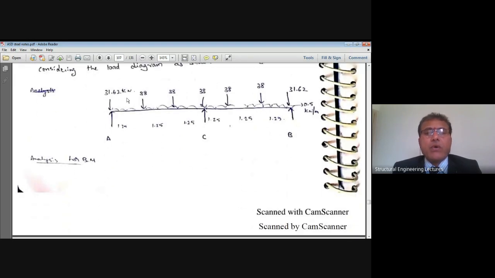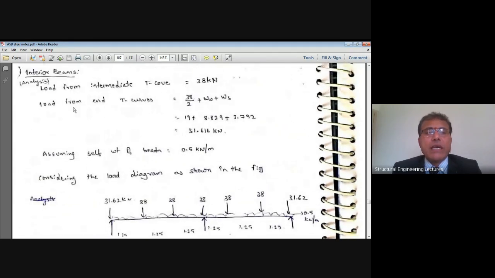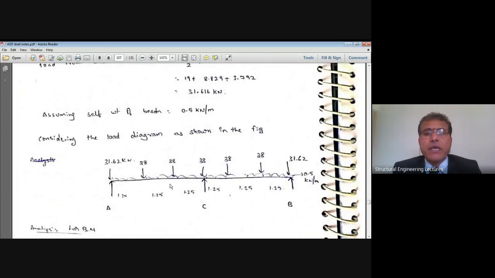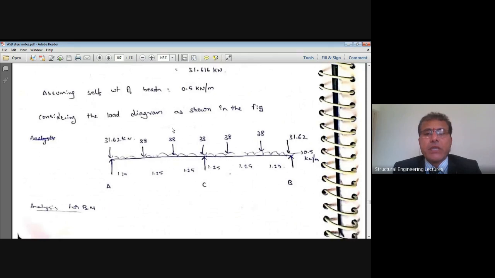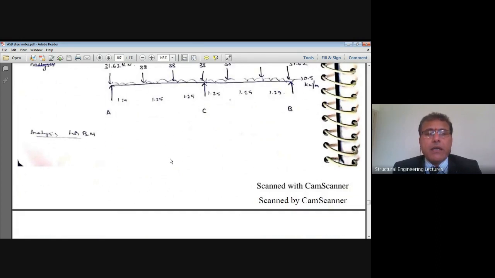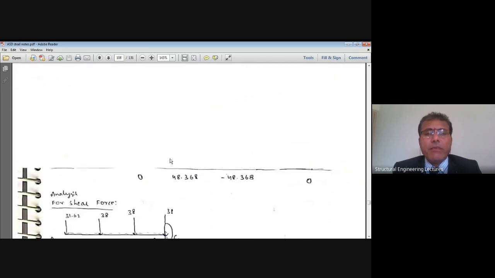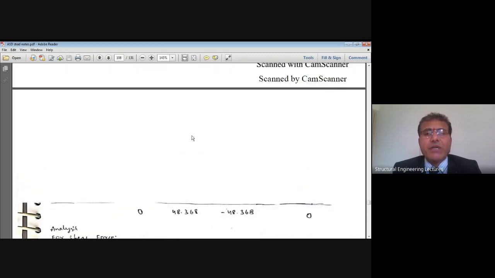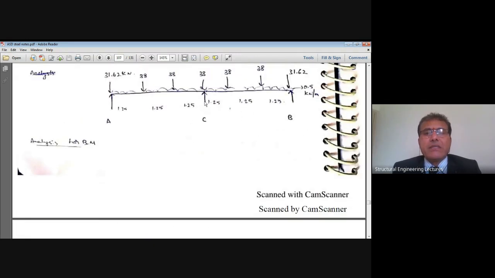Right now, I'm analyzing the interior beam with this loading, 31.62 at the ends and, in intermediate locations, 38 kilonewtons. Then, after doing the analysis as just now explained elaborately, I'll get the final bending moment as, say, 48.368 at C along the member CA.